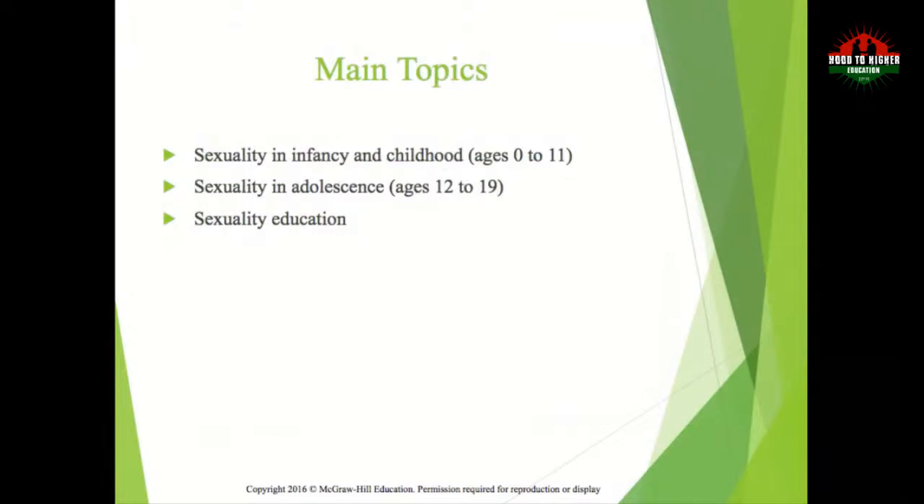The main topics are infancy and childhood, ages 0 to 11, sexuality in adolescence, age 12 to 19, and sexuality education. So again, in this chapter, we're going to discuss the innate and the learned aspects of sexuality from infancy through adolescence. We examine both the physical development and the psychosocial development, which involves the psychological aspects of sexuality.